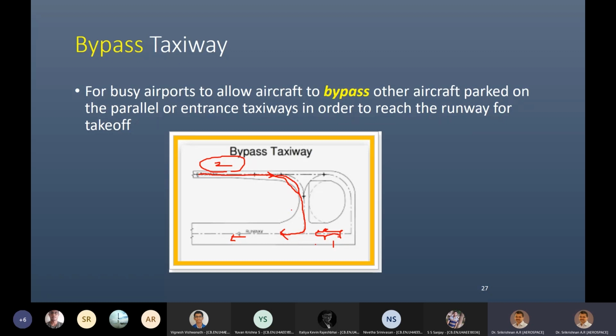So in this case, the bypass taxiway is this part. Remember that this is parallel. This is parallel. Okay. Whereas this part is the bypass taxiway, and it bypasses a part of the runway and then connects in such a way that the aircraft which are parked ahead, parked before, can be bypassed. I hope the function is clear for this.